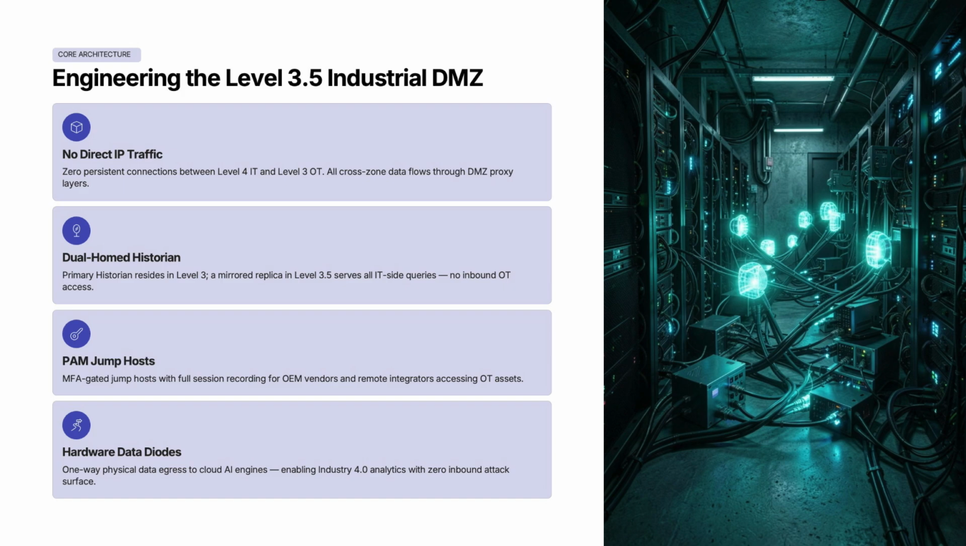Second, replicate your historian. Your primary historian sits inside OT at level 3. A secondary replica sits in level 3.5. When corporate analysts run SQL queries, they hit the DMZ replica, never your production database.